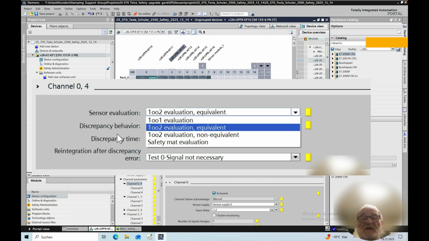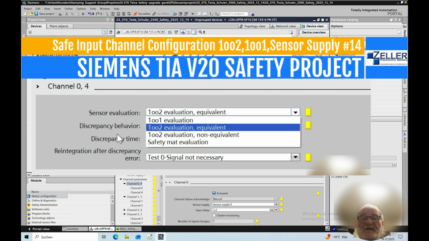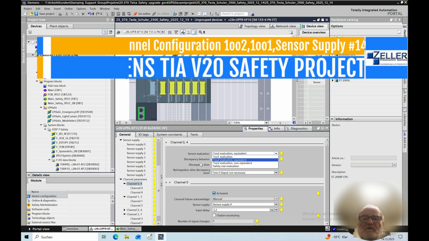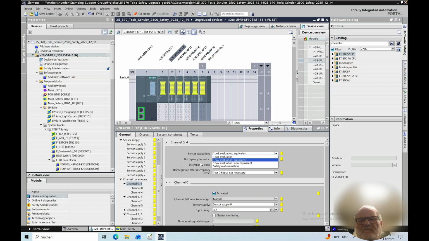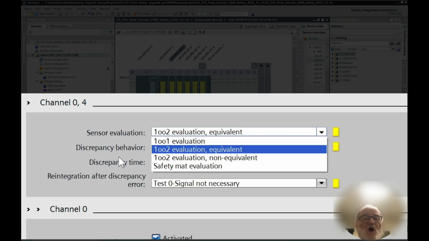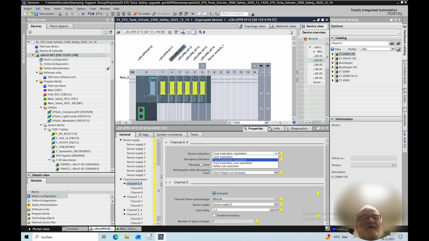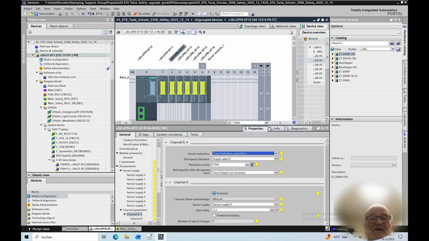Hello, today's topic is the evaluation: 1/1 evaluation, 1/2 evaluation equivalent, and 1/2 evaluation non-equivalent. Also the sensor supply and the channel configuration for a safe module ET200 from Siemens, and therefore I use the TIA Portal V20. And in this video we will talk about the sensor supply and the most important topic, the channel parameters, which consist of the sensor evaluation.